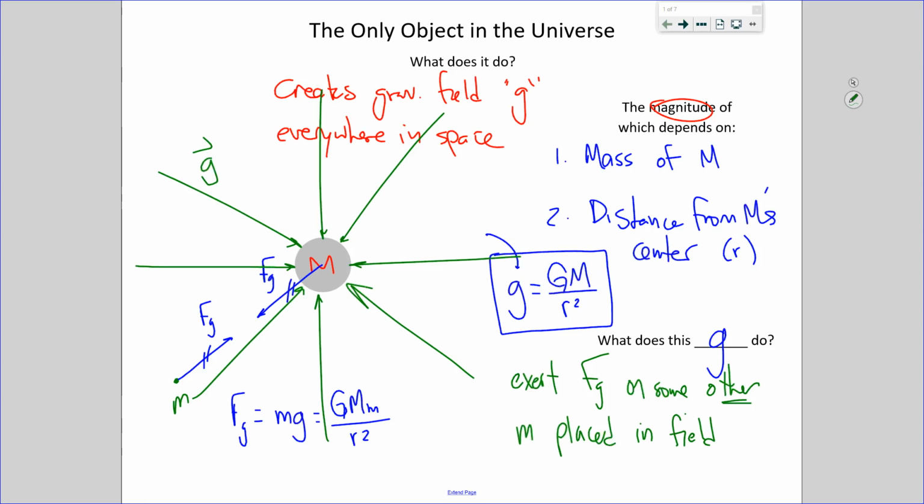This is a representation of the gravitational field made by mass M. It shows us a couple of things. It shows us that the field that mass M makes is always toward mass M. And it shows us where the field is weaker and stronger. The field is stronger the closer you are to big M. Notice that the closer we are to mass M, the more densely packed these lines are, and the farther away we are, the farther apart those lines get.